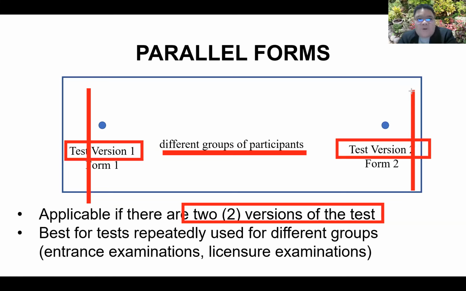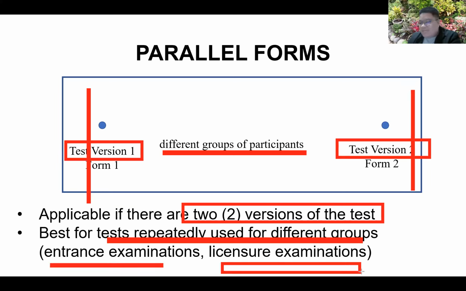Okay? Now, what will happen then? After we have the scores of these participants, we will again check for the reliability index. Now, this type of reliability test is best if you are talking about different groups such as entrance examinations and then licensure examinations. Okay?